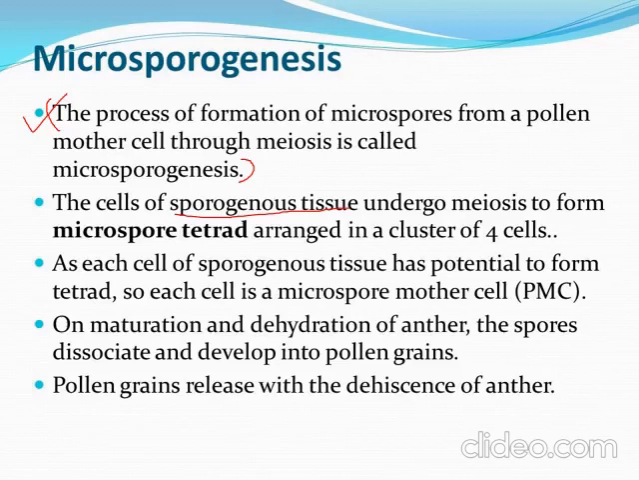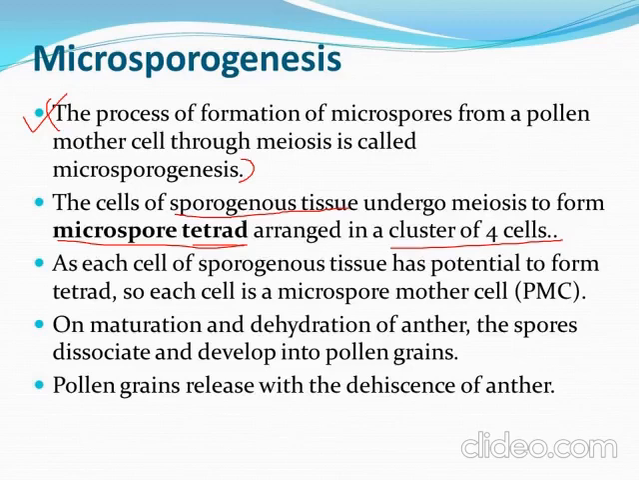And those groups of cells, which are referred to as sporogenous tissues, undergo meiotic divisions to form microspore tetrads. Microspore tetrads means they are arranged in a tetradal arrangement, in clusters of 4 cells, as the word itself tells you. Upon dehydration or maturation conditions, these microspore tetrads separate, and each of the 4 microspores has now become what you can call a free microspore.